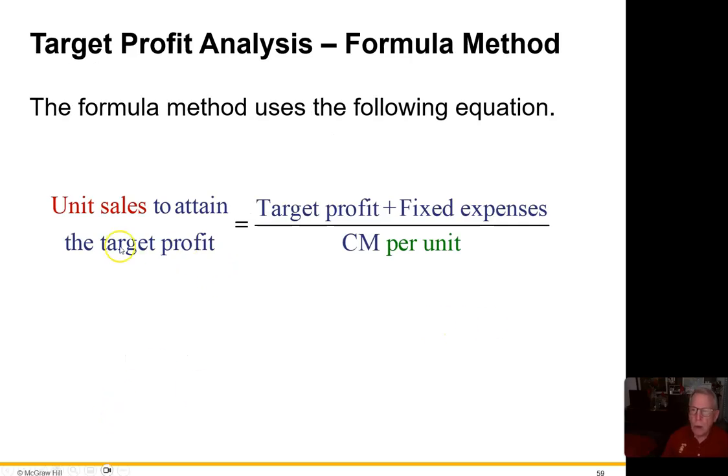Okay, so the unit sales to attain that target profit, then we're going to take the target profit plus the fixed cost divided by the contribution margin per unit. And that's the formula. Okay, everybody good with that?